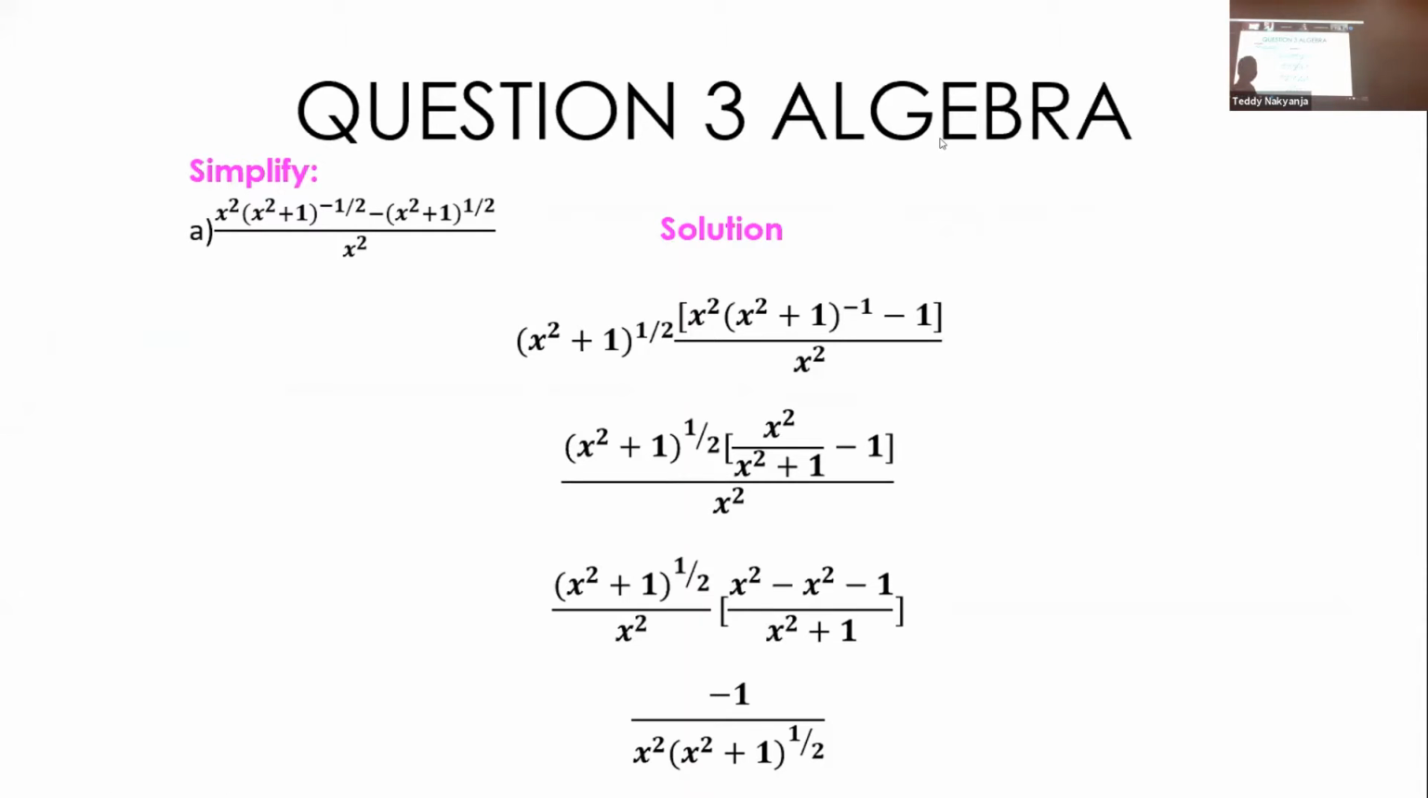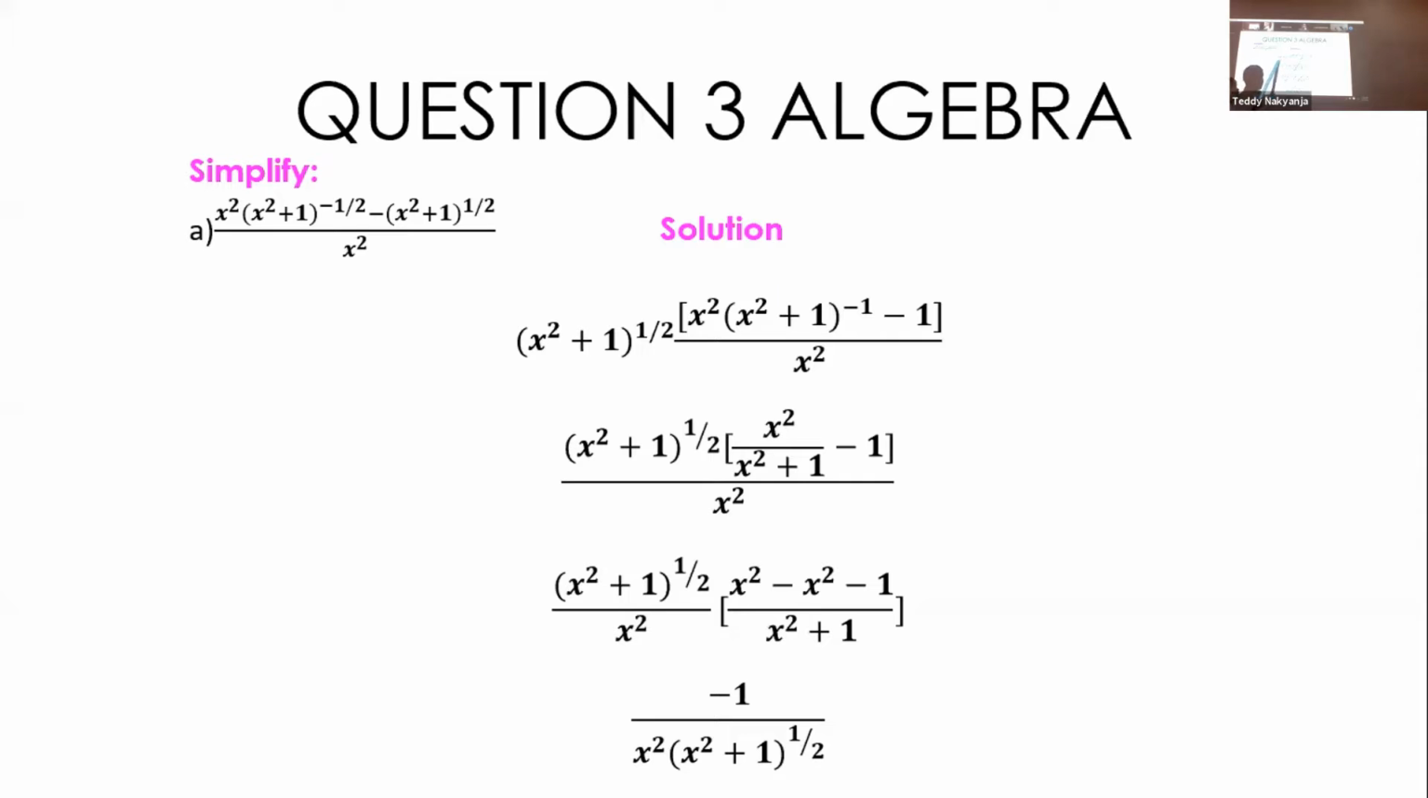And it says simplify x squared into (x squared plus 1) power negative a half minus (x squared plus 1) power a half, out of x squared. We are going to realize that on both sides we have x squared plus 1 as a common factor. We factor it out.